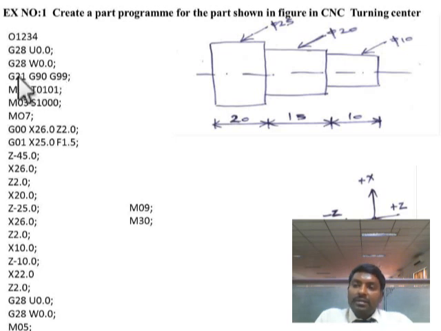G21 means all the dimensions that we are going to give will be taken in terms of metric units, that is in mm. G90 means we are going to create a program by means of the absolute method, so that's why I have used a G90. And G99 means I am going to give a feed rate in terms of mm per revolution. So that is why I have used G99.